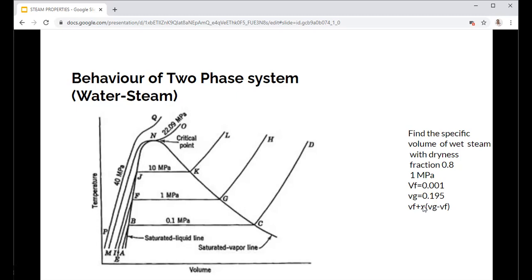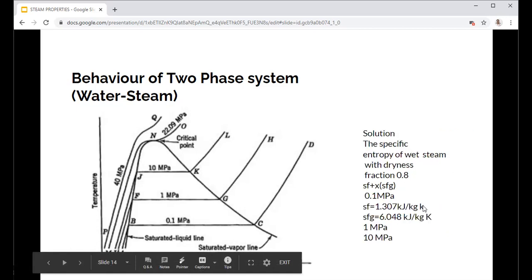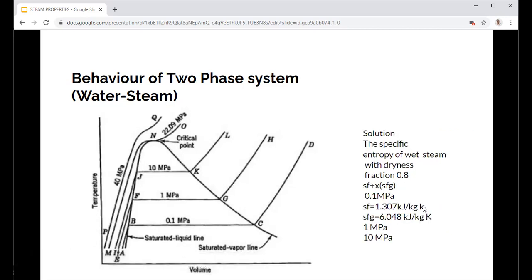Same goes with the specific entropy. Sf plus x Sfg is the expression. For example, if you take a pressure of 0.1 megapascals, as I had shown you from the steam tables, the value of Sf is 1.307 and Sfg is 6.048. Then you substitute the values in the expression Sf plus x Sfg with the dryness fraction as 0.8, and you will get the corresponding specific entropy.